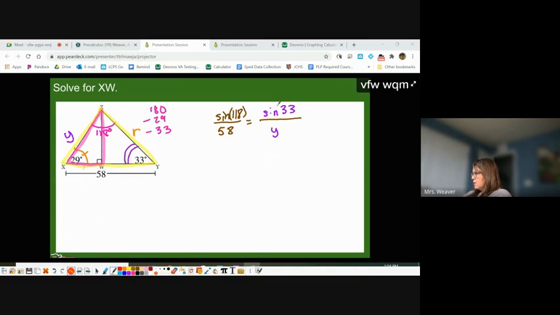Okay, so we said we're going to cross multiply in the direction that does not have the variable and divide by the other number. I want to do this in one step so that it's faster in the calculator. Okay, so I'm going to do 58 sine 33 divided by sine 118. Let's put that in our calculators and see what we get.